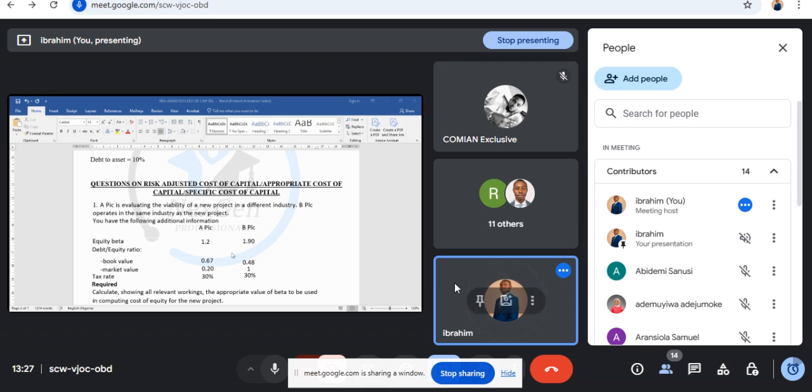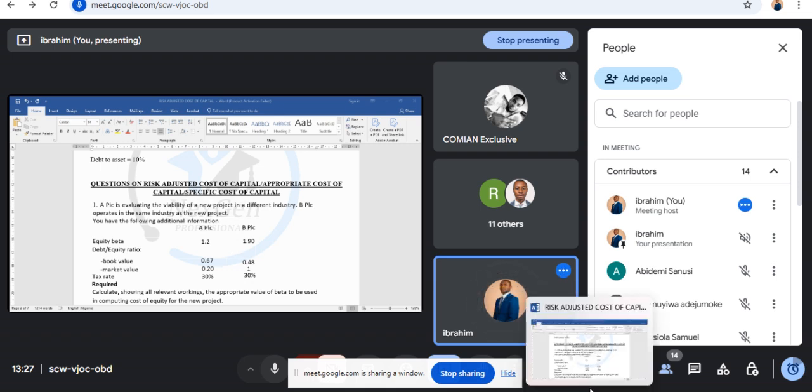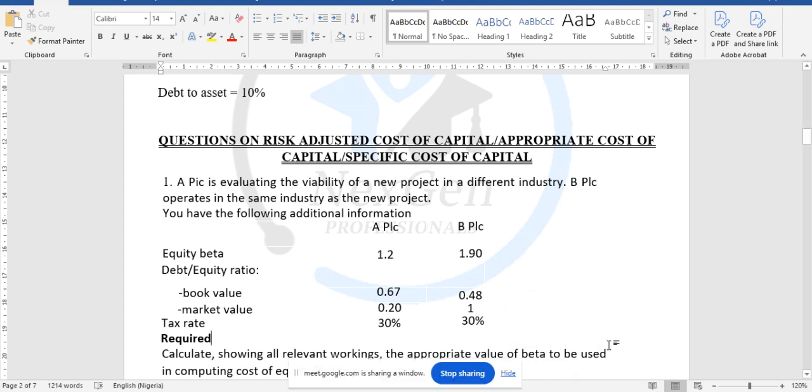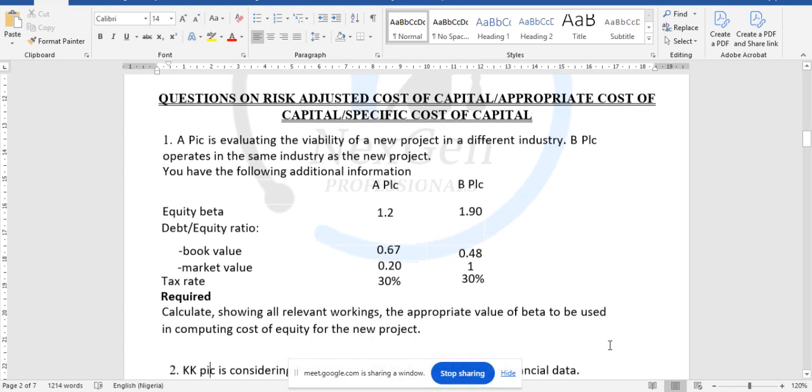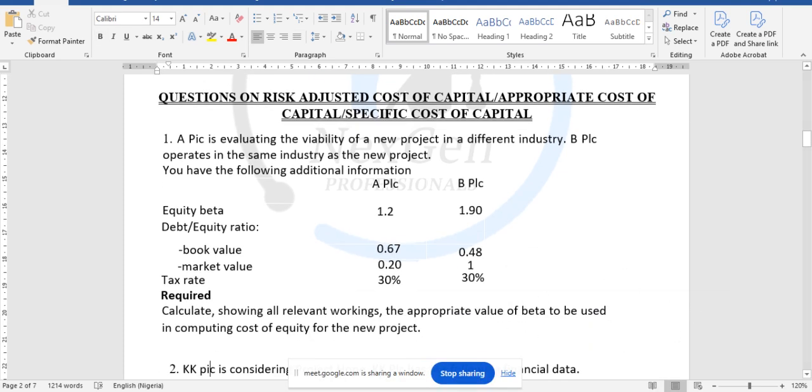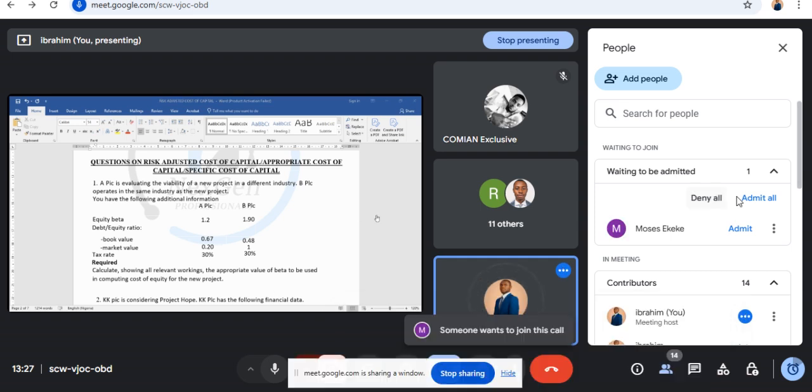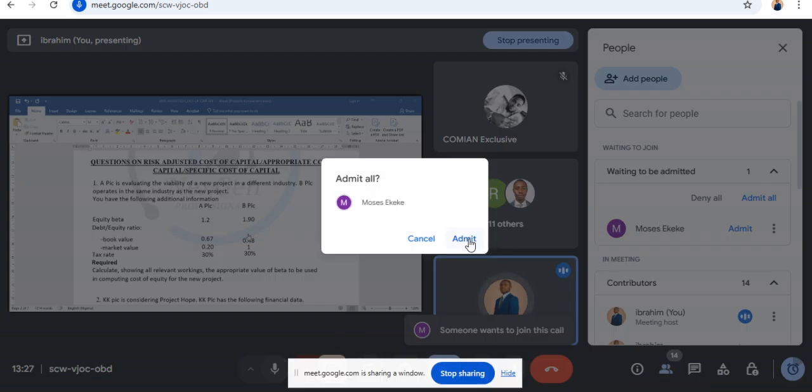You have the following additional information. A, B: equity beta for APLC is 1.2.